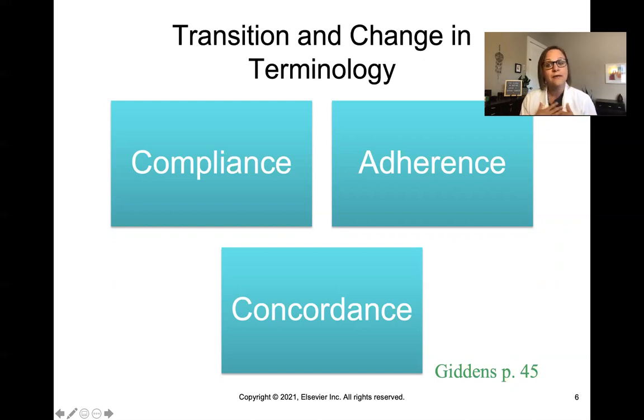And one way that I've demonstrated this in my own charting is I used to write patient refused medication. If they were in the emergency room and they came in and we offered them medicine, I charted in my note, patient refused medication, patient refused blood draw. And I've switched my terminology, even in my own charting, to saying patient declined blood draw, patient declined medication, because again, that puts them in the driver's seat and we are supporting what they want.